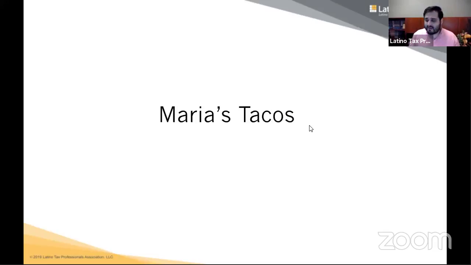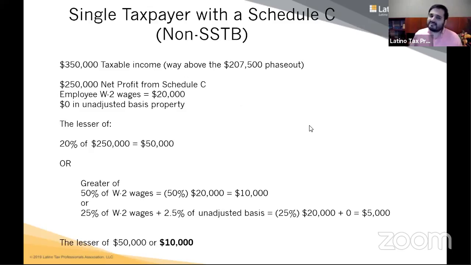Let's say she has a restaurant. She is not a specified service, trade, or business. Let's say Maria, her taxable income is $350,000. So this is way above the top of the threshold. Because remember, the top for somebody that's single is $207,500. So she's above. If she was a dentist or a specified service, trade, or business, a doctor, an attorney, she wouldn't get anything. Easy, does not get anything. But because she's a restaurant, she may still get a deduction. But let's see how it works.